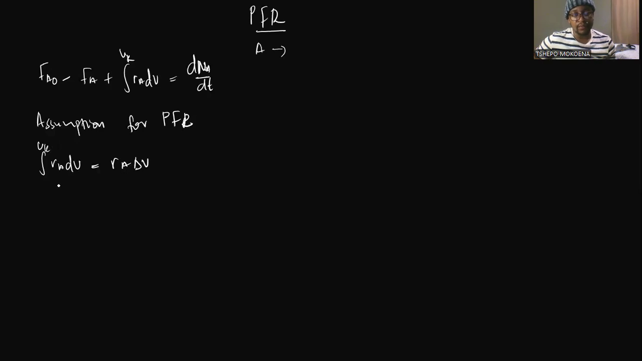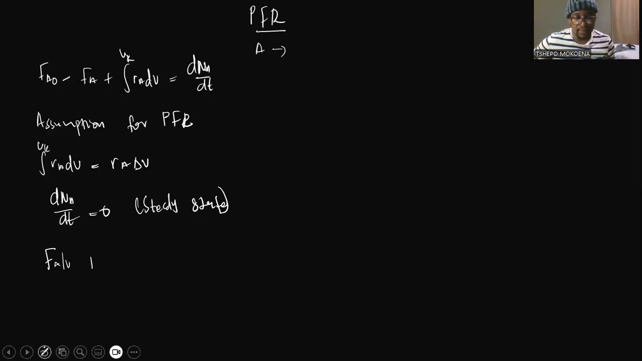And then another thing that we can also look at is dNA/dt. dNA/dt will be equal to 0. Why? Again, we are looking at steady state, just like the CSTR. So now what we're going to do is incorporate this into the equation. We're going to have FA at V, not plus but minus.